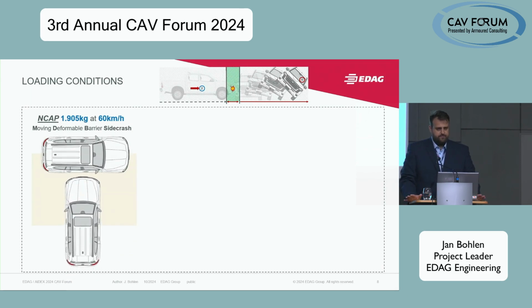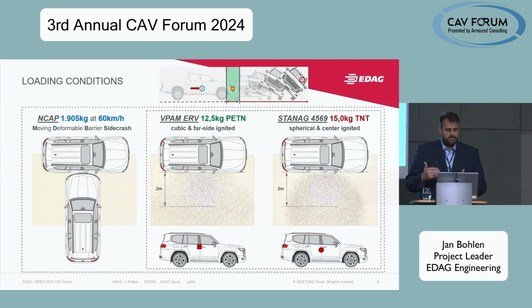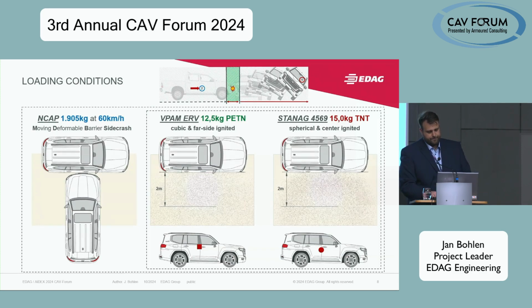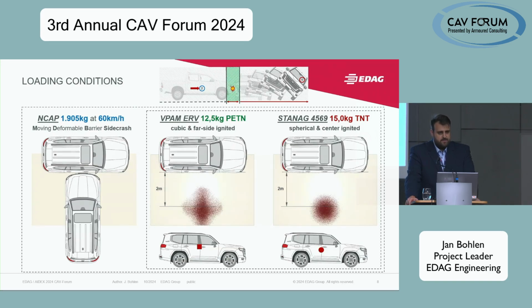What I'd like to compare is the NCAP crash test with a moving deformable barrier. It's a side crash test and the heaviest available crash test at this moment. It is driven with a 1.9 ton deformable barrier crash wagon at 60 kilometers an hour. And I'd like to compare this with two different charges. Those different charges are on the one hand side the VPAM ERV 12.5 kilo PETN charge, and on the other hand side the STANAG 4569 15 kilogram TNT charge, spherical.